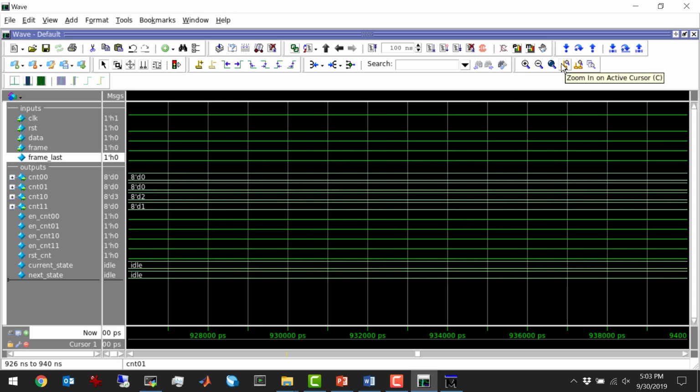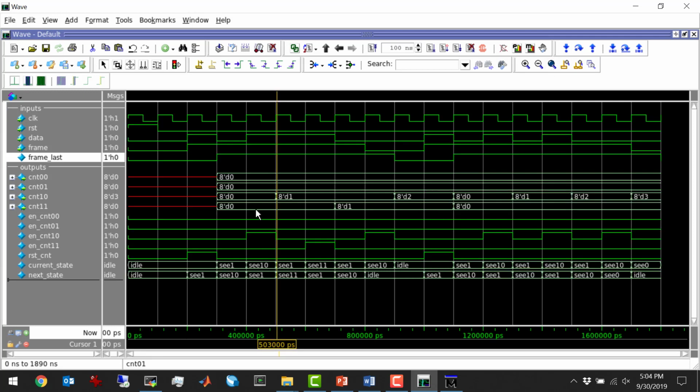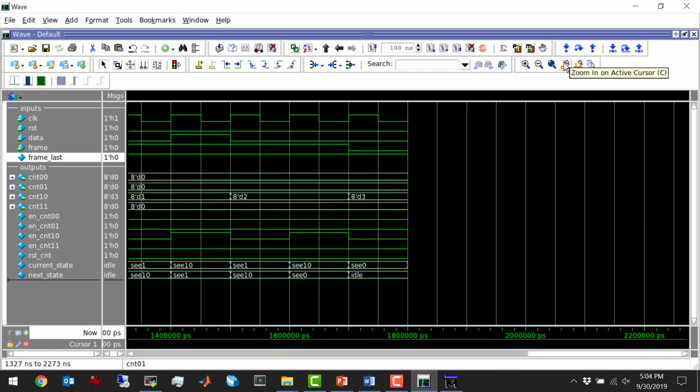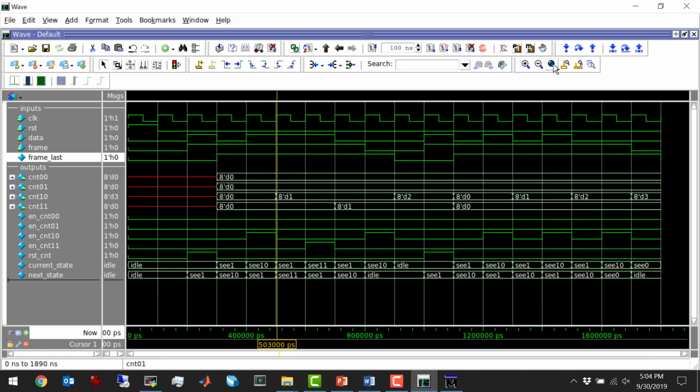That's the zoom in active cursor. So I'll just, wait, where's my active? Oh, did that not work? There's my active cursor. Zoom in on active cursor. Yeah, it should be zooming in. No, it's not working, huh? Zooming in at the end. Okay, well, let's do it this way then.